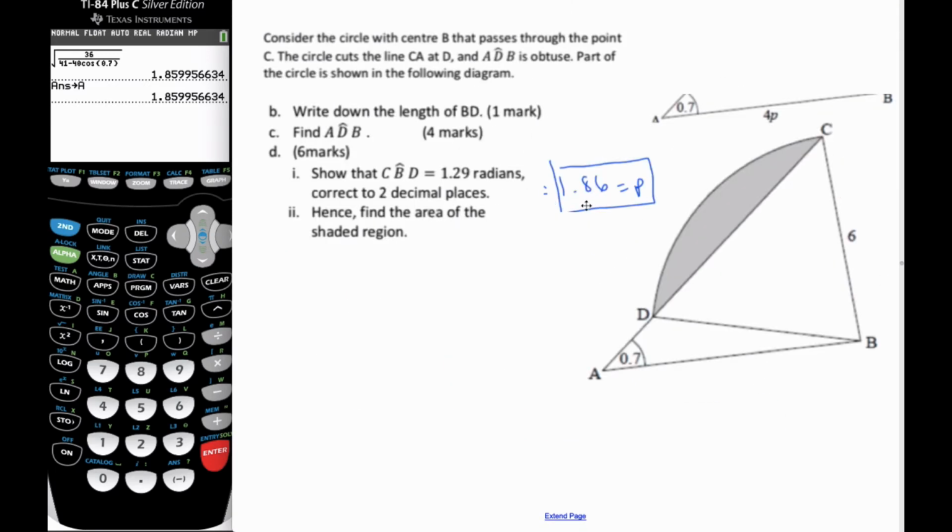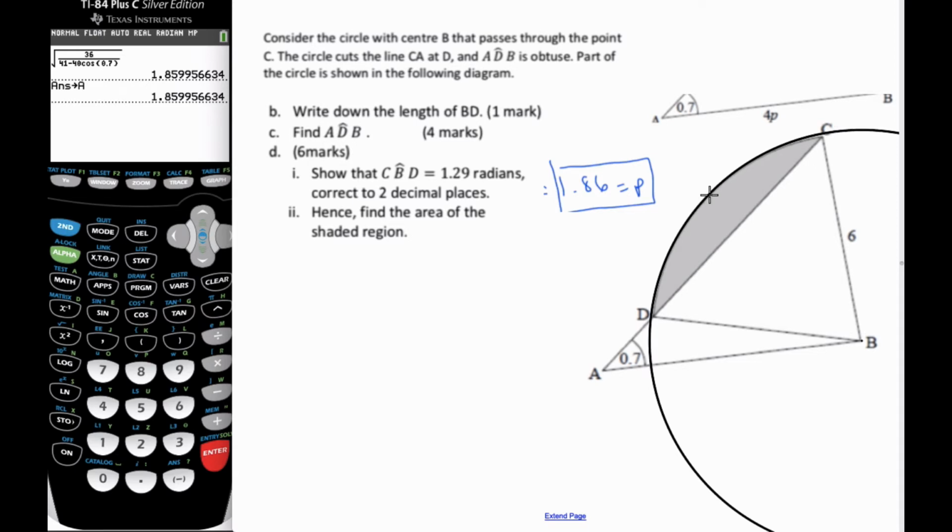Okay, so taking P with me here, I consider the circle at center B, passes through the point C, and cuts the line CA at D. And this is an obtuse angle. BDA, or ADB, is obtuse, so more than 90. Part of the circle is shown in the following diagram. So here's where the circle is going to be. The circle will be here, scenario.